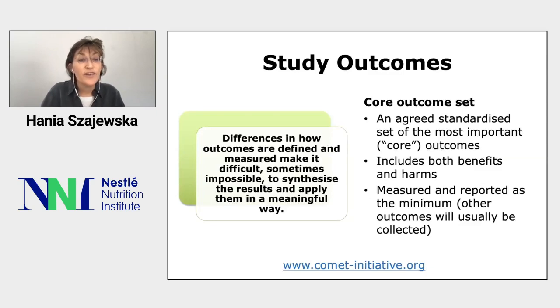There are very often differences in how outcomes are defined and measured, which make it difficult, sometimes impossible, to synthesize the results and apply them in a meaningful way. That's why it's important to have this core outcome set, which is an agreed standardized set of the most important core outcomes, which include both benefits and harms, which should be measured and reported as the minimum. Of course, other outcomes usually will be collected. And many groups, including some members of ESPGHAN, are working on this outcome set. This is important because if you want to pool the data, for example in a meta-analysis, the outcome should be defined exactly the same.